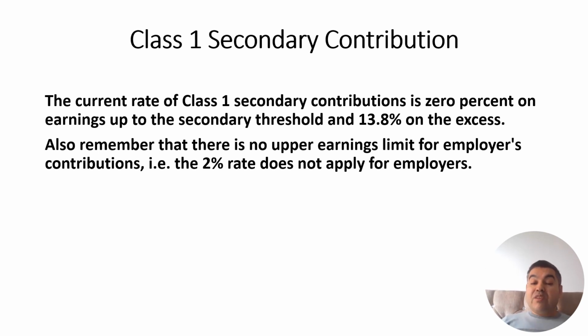So it's quite easy. The current class is 0% on the earnings up to the secondary threshold, because we remember 0% in the case of the employee was up to the primary threshold. Here, because it's a secondary contribution, above this would be 13.8%. Also remember, there is no upper earnings limit for the employer; the 2% rate does not apply for employers. It's only for employees.